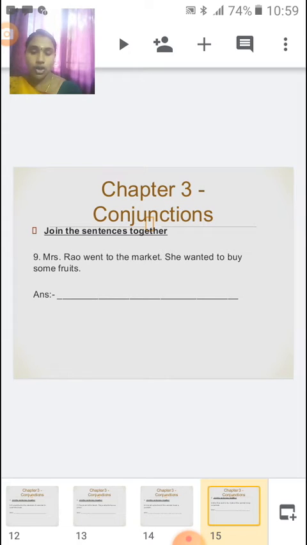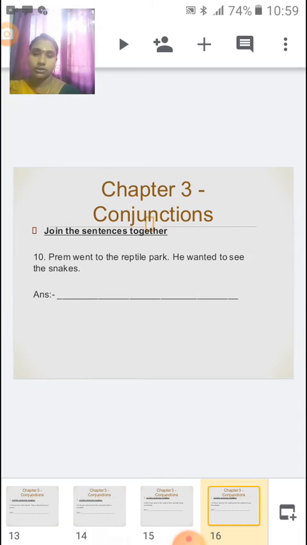So when you're going to join these two sentences, you have to see, why is Mrs. Rao going to the market? Because she wants to buy some fruits. So with this idea in mind, you have to use a proper conjunction to join them. Okay? So next, 10th one.